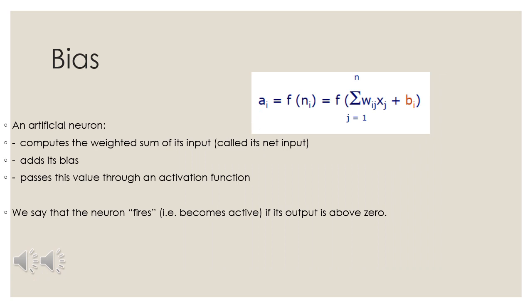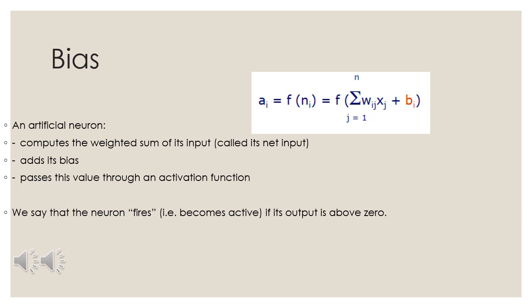As we know, each and every input has its own weight, represented by W. But what is the role of the bias? The bias is a more important part to deal with in our neural network. An artificial neuron computes the weighted sum of its inputs, which is called its net input, and we need to add its bias and pass this value through an activation function. We say that the neuron fires, that is becomes active, if its output is above 0.